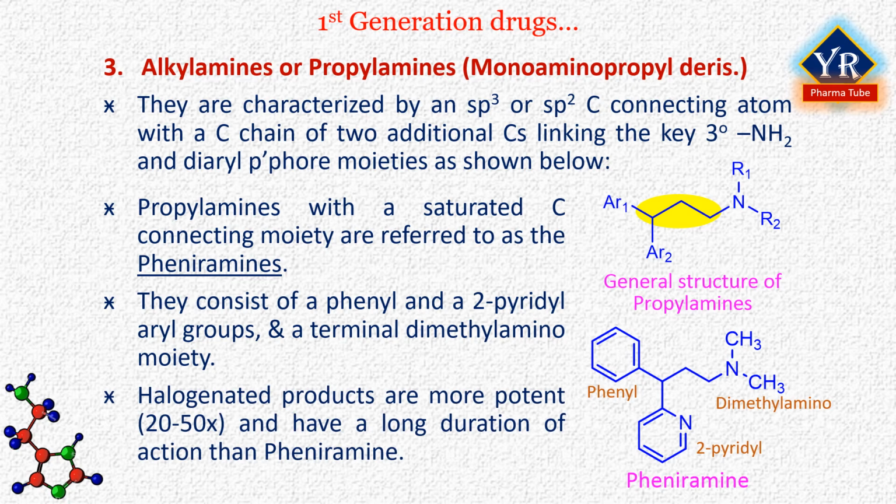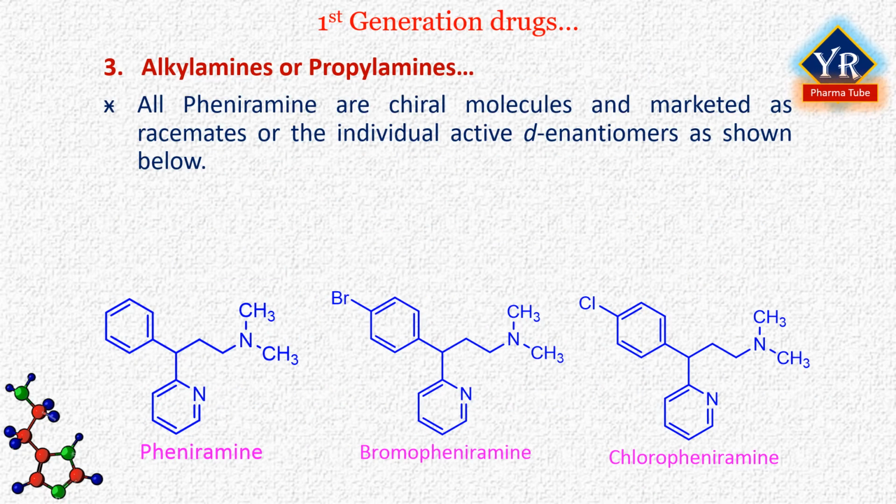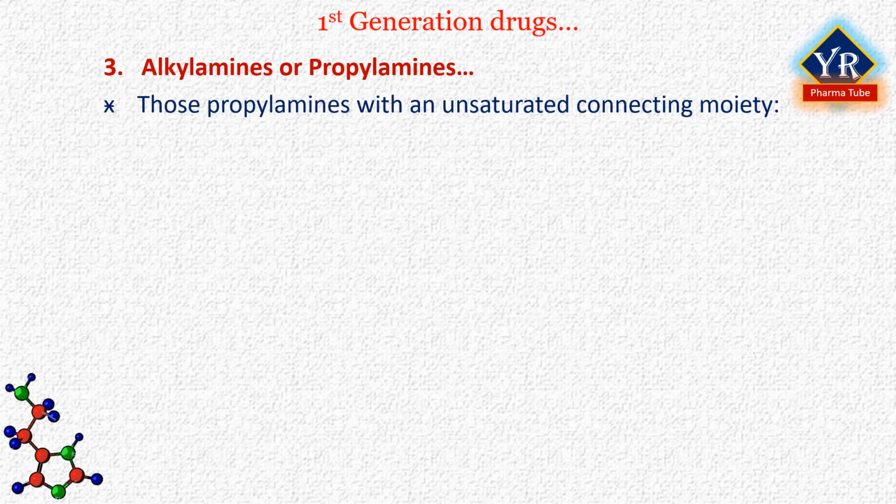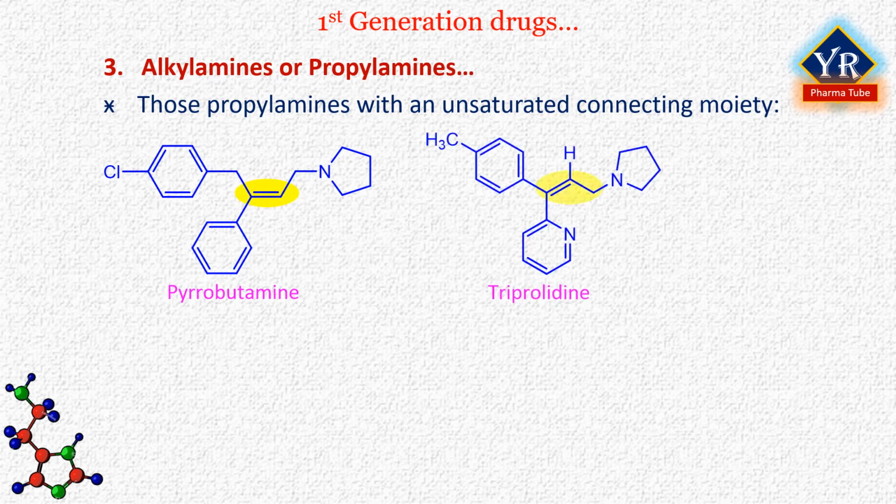The halogenated phenyramines are significantly more potent, that is 20 to 50 times, and have a longer duration of action than the parent phenyramine. All of the phenyramines are chiral molecules and are marketed as racemates or the individual active dextroenantiomers, as shown in the structures. The halogen substituted derivatives have been resolved by crystallization of salts formed with D-tartaric acid, and antihistaminic activity resides almost exclusively in the S-stereoisomers.